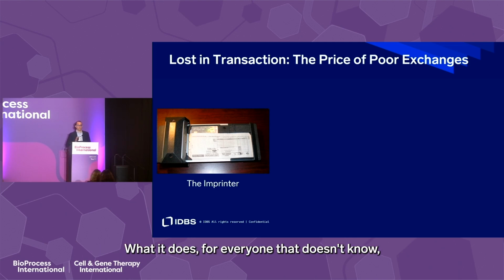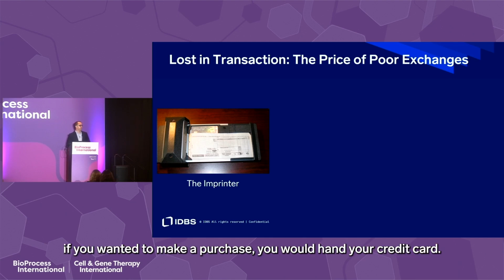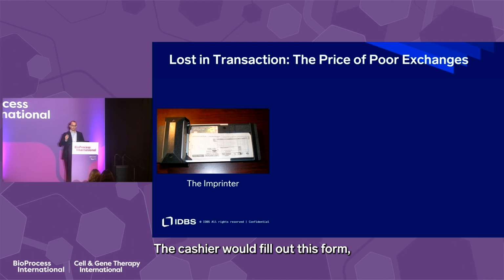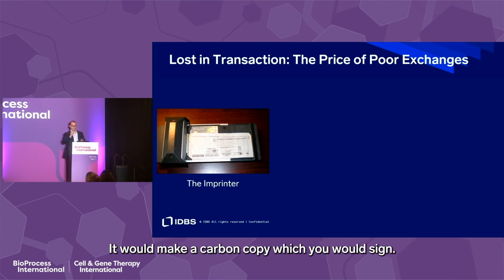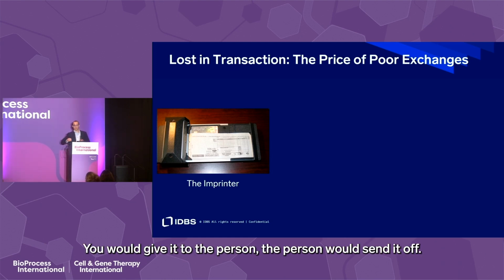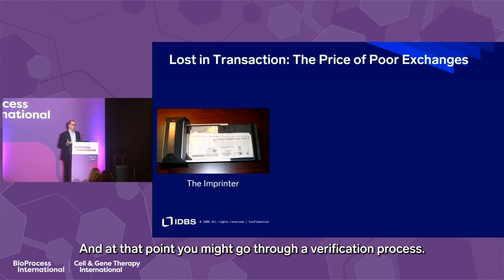What it does, for everyone that doesn't know: back in the 80s and 90s, if you wanted to make a purchase, you would hand your credit card to the cashier, who would fill out this form. You would click-clack their information, the information from your card, and it would make a carbon copy, which you would sign and give to the person, who would send it off. At that point, you might go through a verification process.